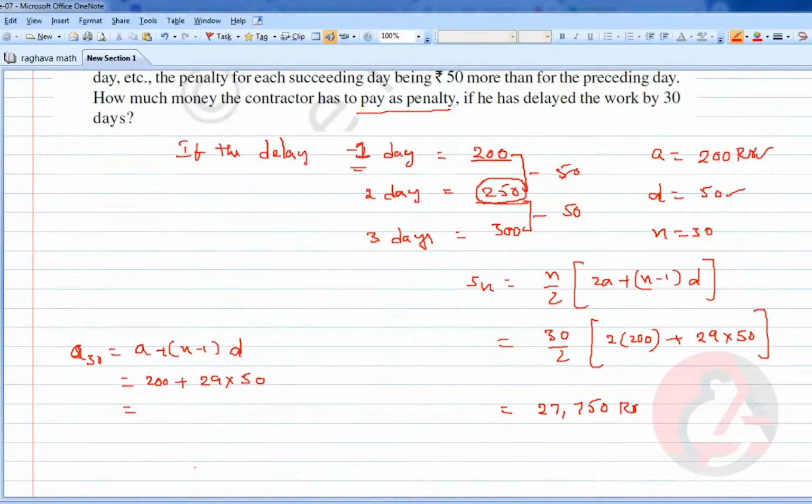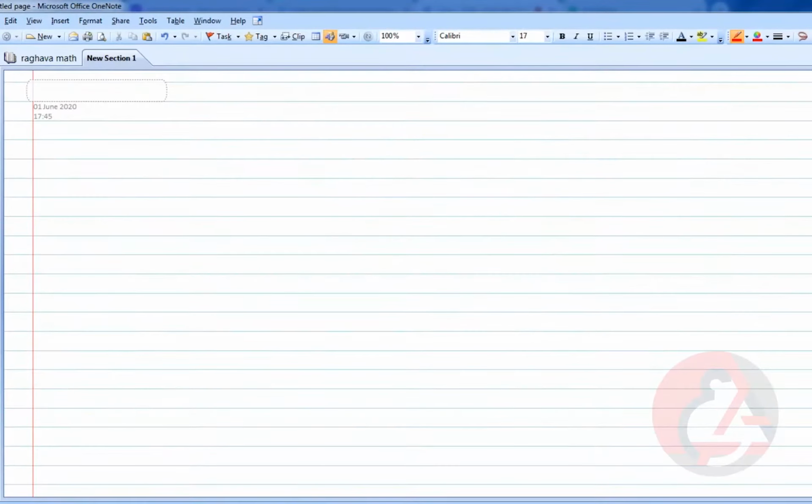He's not saying that for 2 days together it is 250. He's saying you have to pay that for the second day. Each day you have to pay the penalty. First day he will pay 200 rupees. Second day he will pay 50 rupees extra than the previous day. Clear? Yeah, we'll move to the next one.